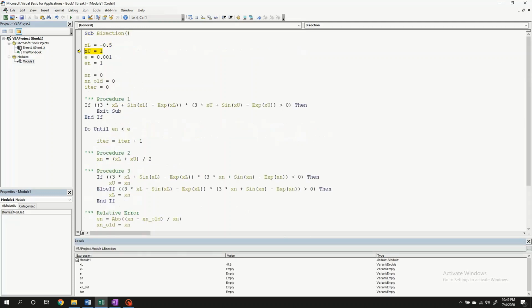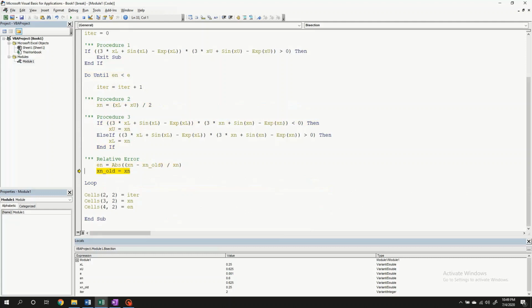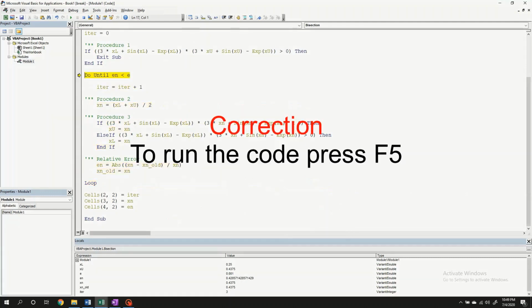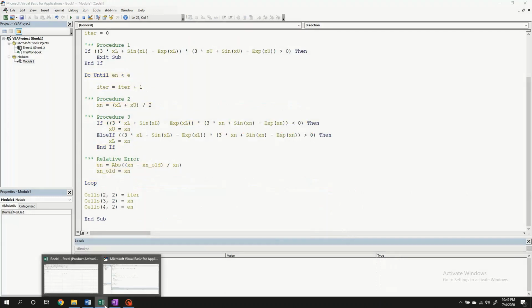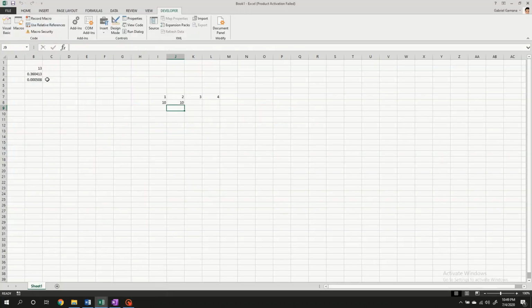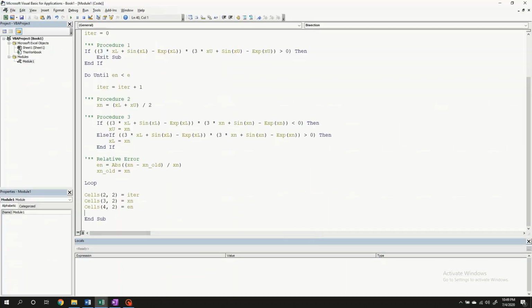To test the code line by line if there is a bug, you may press F8. As you notice, each variable is updating. If you want to run the code immediately, just press F5. As you see, the output of the code is presented in the Excel sheet. It means that it took 13 iterations to extract the root, which is equal to 0.361, with a relative error of 0.00051. You can update the initial guesses to determine the other values of the roots if you want to.